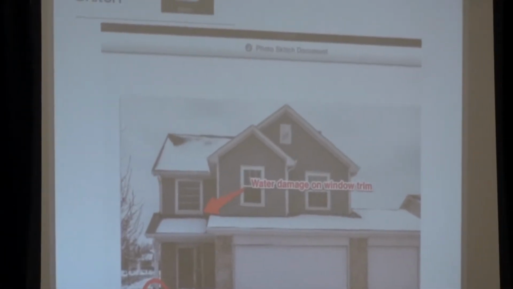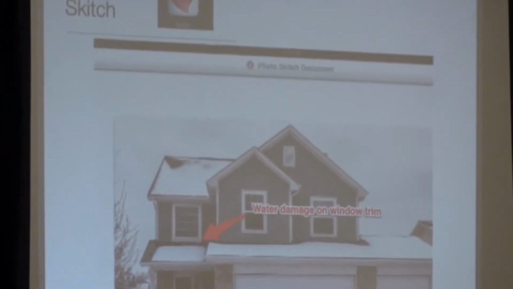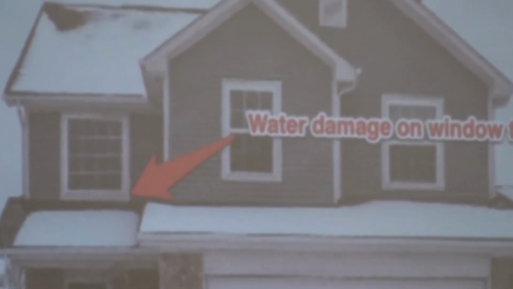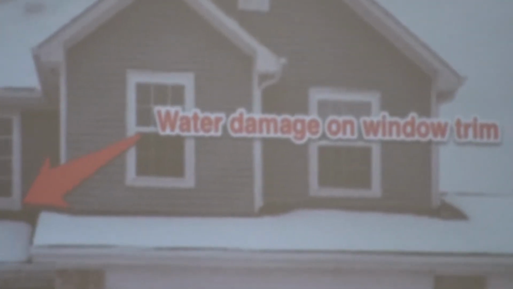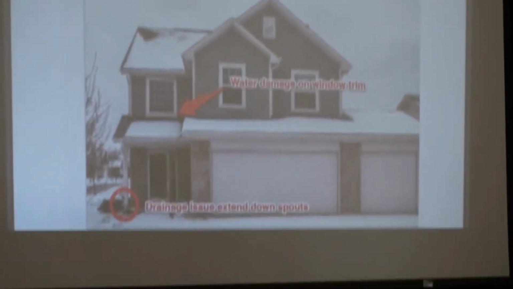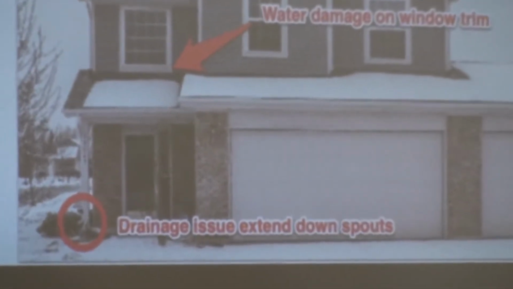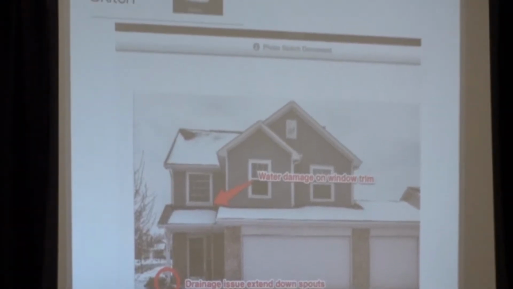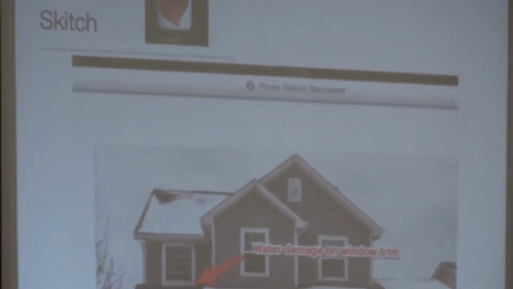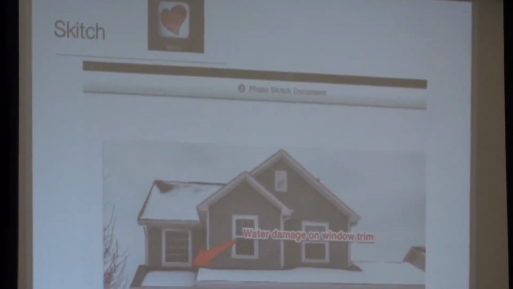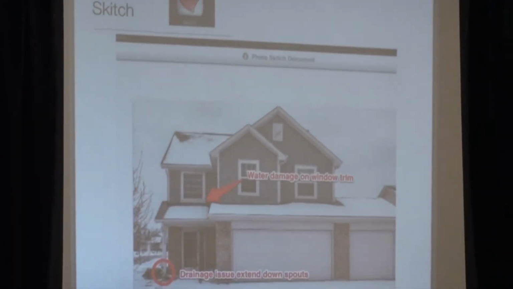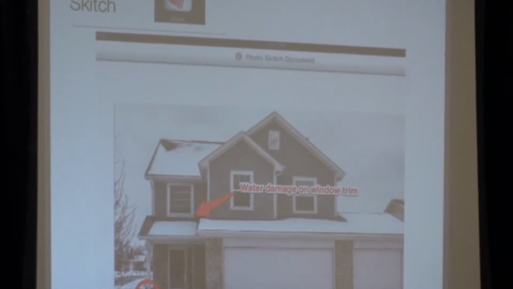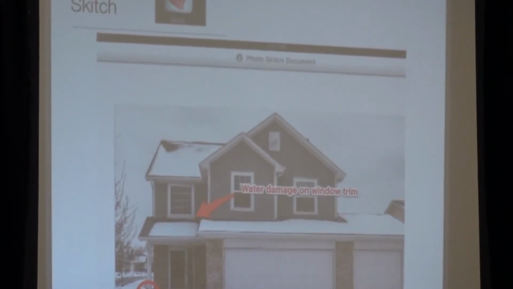Skitch is an application where you can take a photo. This is good for inspections, typically for inspection items or things you want to note. You can use the feature in it to circle things, to note them, and you can email that immediately to a contractor, like when you need to get a quote on this. You can take a picture right there, circle it, say, give me a quote on this, and send the email out.